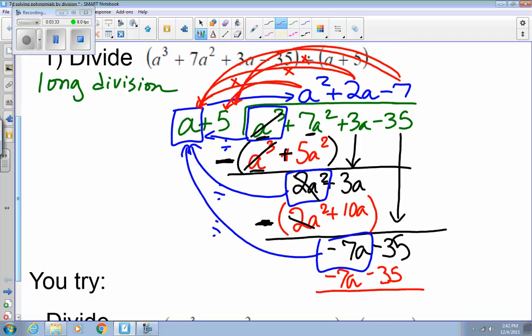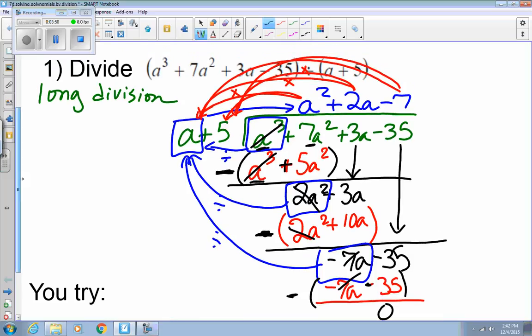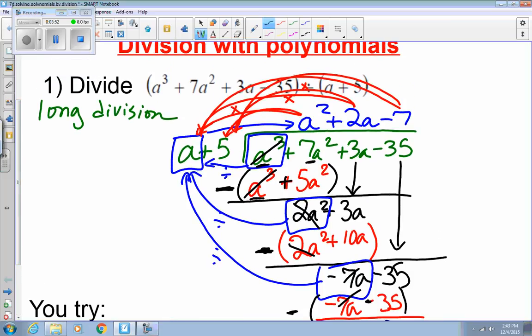And when we subtract these, the first terms cancel. Negative 35 minus negative 35 cancels out. You should always get 0 here. Okay? So that is long division. We will be doing this again on the next example.